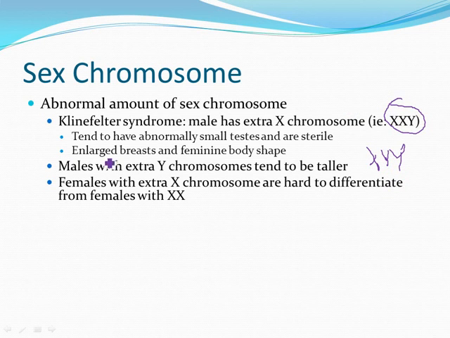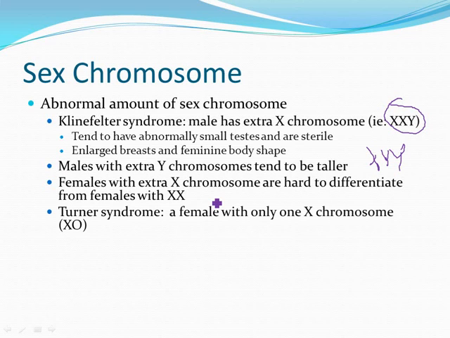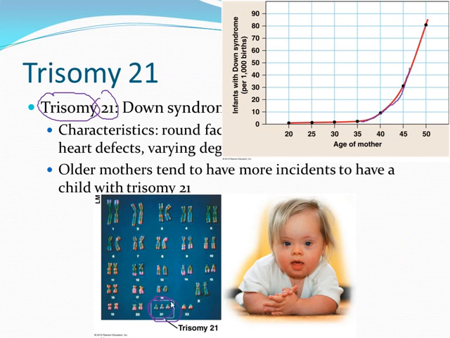Females with an extra X chromosome are hard to differentiate from a normal female. It doesn't make them extra sexy by having XXX chromosomes. They actually have very similar characteristics to a normal female. The only way you could tell is by seeing the karyotype. If you remember the karyotype we saw here, over here on the X chromosome, there will be a third one there. Okay.